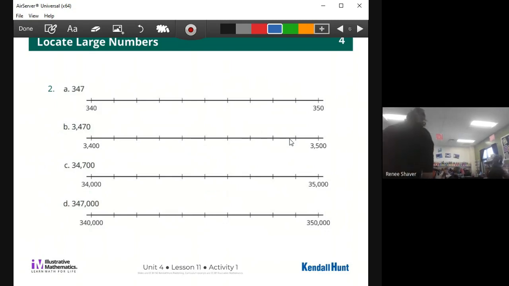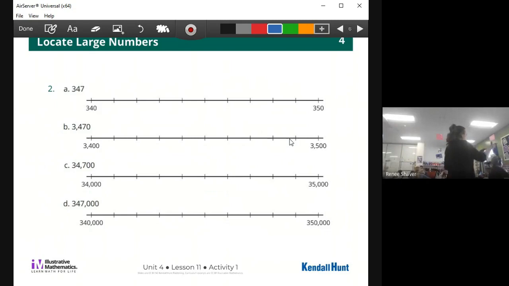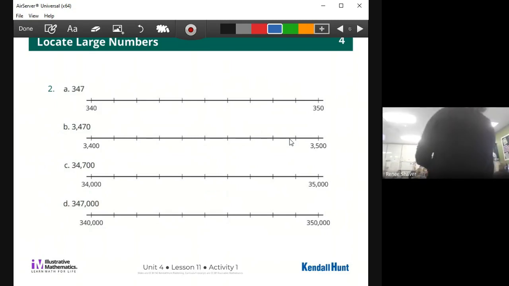All right. So look at letter A. What are those tick marks? What are they counting by? What are they counting by, Kate? 10. So where would you put 347? Where would you put that, Bella? Yeah, pretty close. So if I go through, I've got 10, well, 350. Wait a minute.